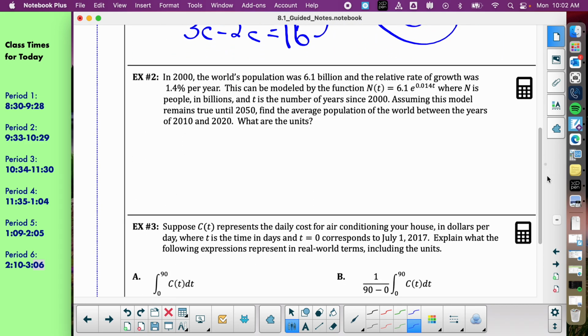Now, I was hoping you could try number 2 on your own. I can start it with you if we need to, but I was hoping you guys would already be at the stage where you know how to read a problem and figure that part out. The average value is the part that's new. This one does not ask you to find the C value, by the way. It just wants the average value.